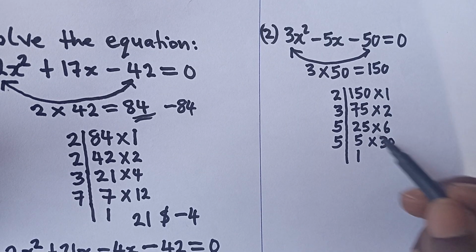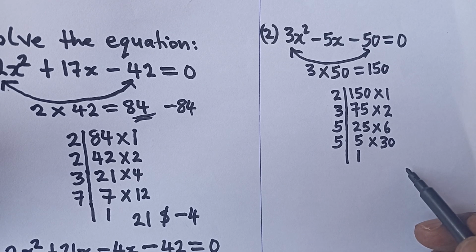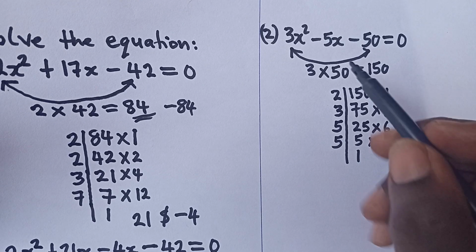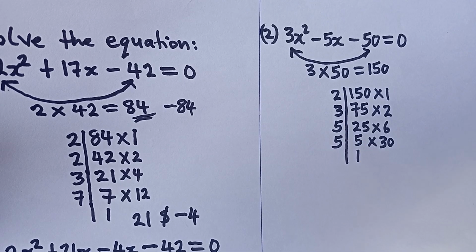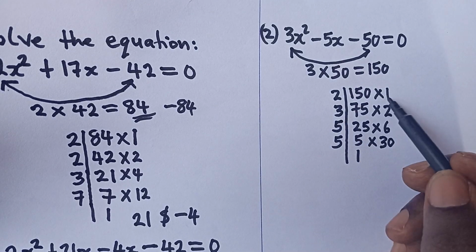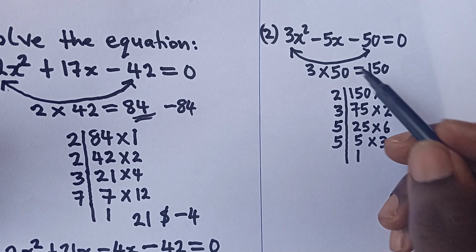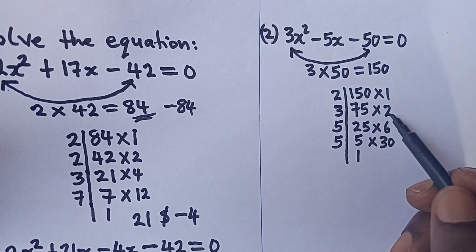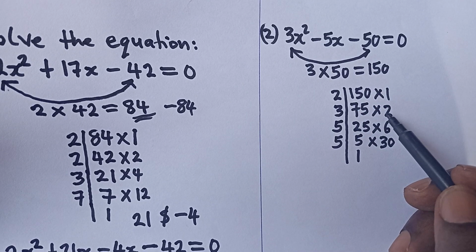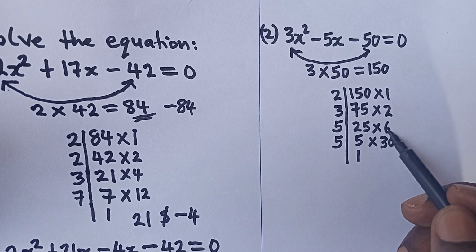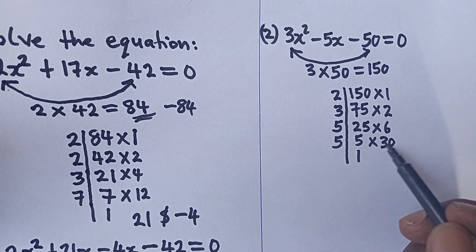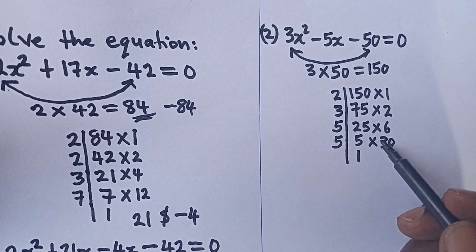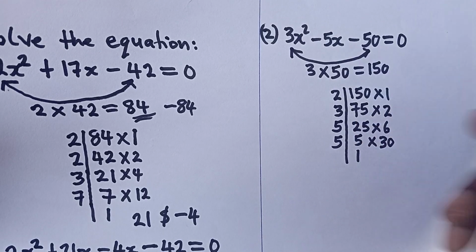So now let's see which of these factors we can add to give us the negative 5 here. So if we check 150 and 1, when we add it, we cannot get 5. 75 and 2, when we add it, we cannot get 5. 25 and 6, when added together, there's no way we can get 5. 5 and 30, when we add it together, there is no way we can also get 5.